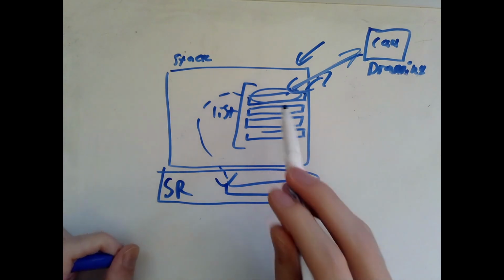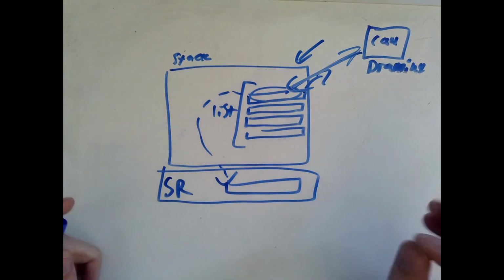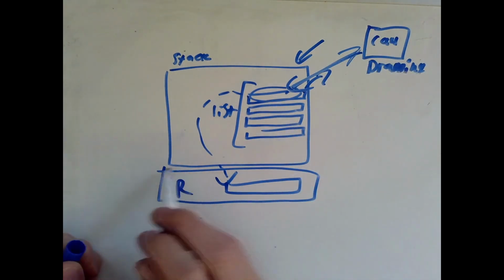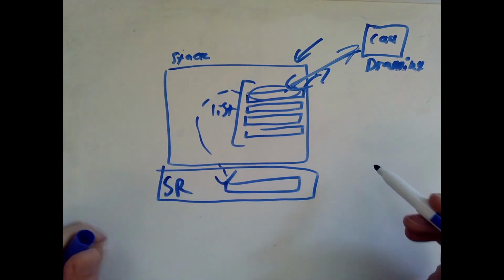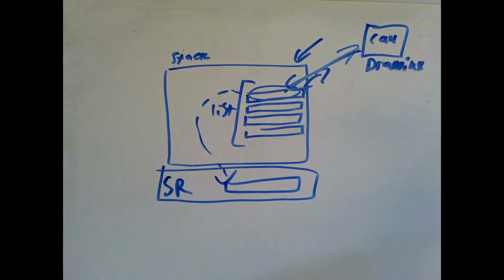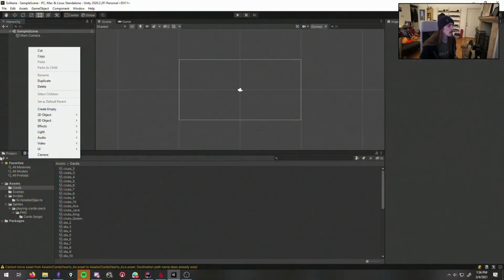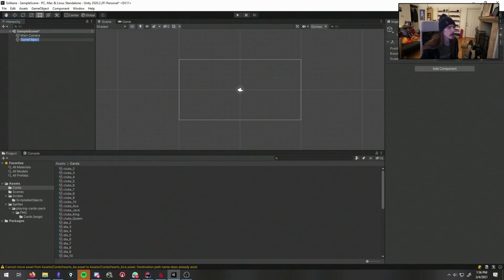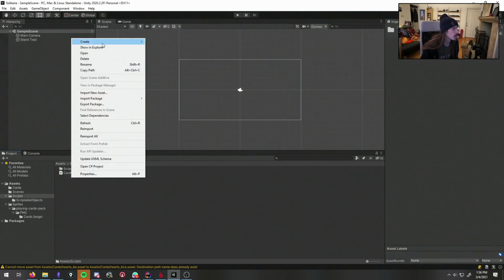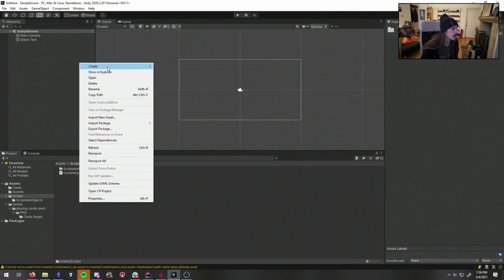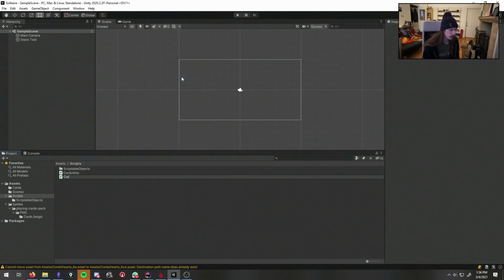So the stack needs some function to add cards on top of it, and it needs to be able to display the top card in the stack. Cool, let's do it. So we're gonna make a new empty game object, stack test. Go to our scripts. We're gonna make a new regular old MonoBehaviour. Call it CardStack.